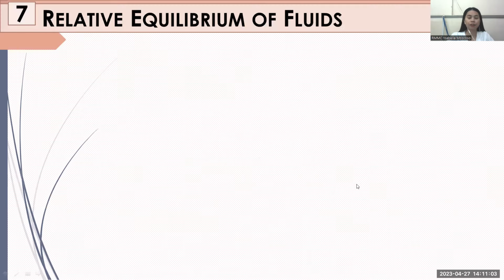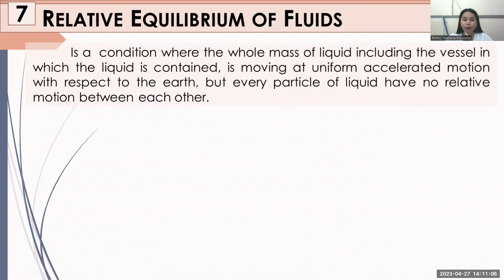As for the definition of your relative equilibrium, it is a condition where the whole mass of a liquid, including the vessel in which the liquid is contained, is moving at a uniform accelerated motion with respect to the earth. So going back to your dynamics, take note you have three types of acceleration. You have acceleration at rest, acceleration when it is constant, and acceleration when it is varying. So the acceleration that we are going to talk about here is with respect to the Earth. Ibig sabihin, that is your gravitational acceleration, which is 9.81 meters per second squared.